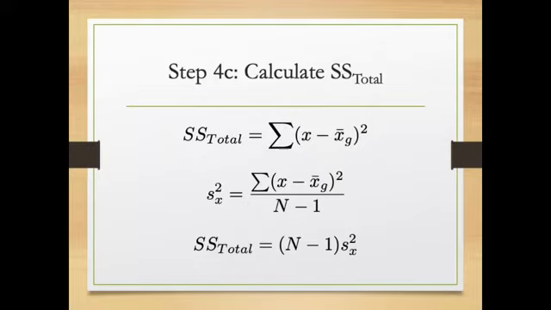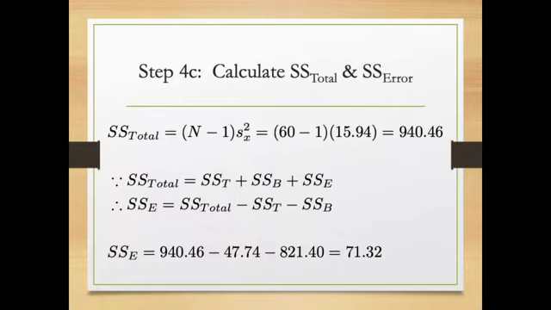Not to mention the fact that this would remove the temptation to engage in extra rounding, as this can rapidly move your answer out of an acceptable answer range. I calculated the variance of all 60 data points to be 15.94. Thus, the total sums of squares is equal to 60 minus 1 multiplied by 15.94, giving us 940.46. We can now calculate the sum of squares for the error term to be 940.46 minus 47.74 minus 821.4, which gives us 71.32.